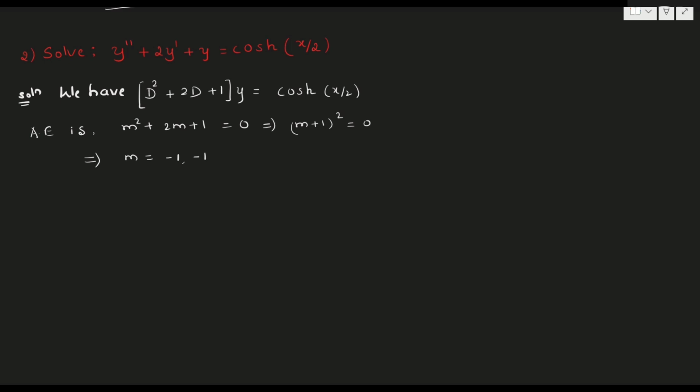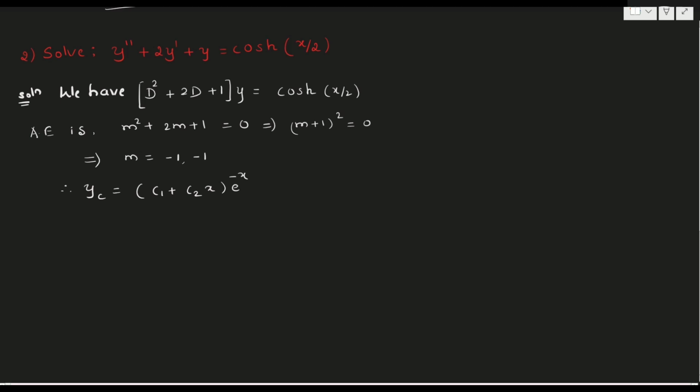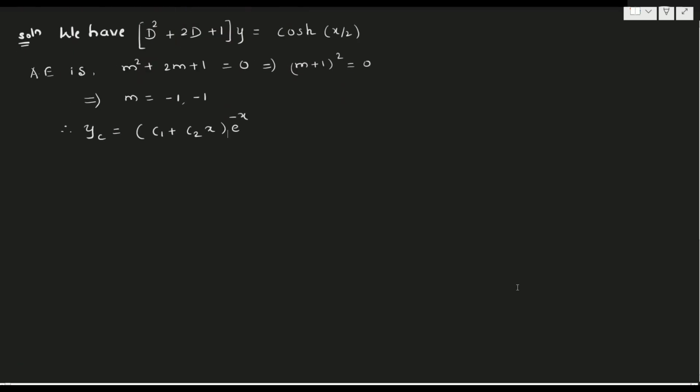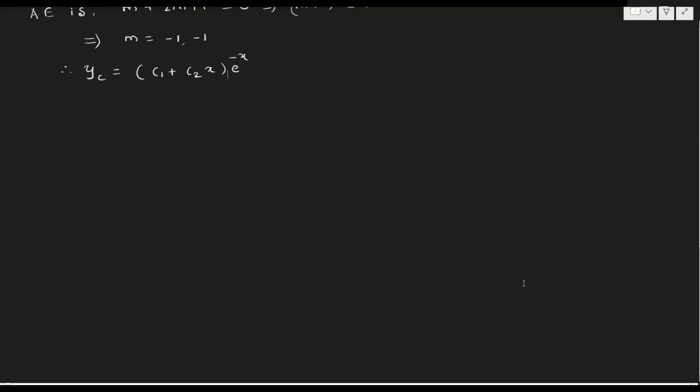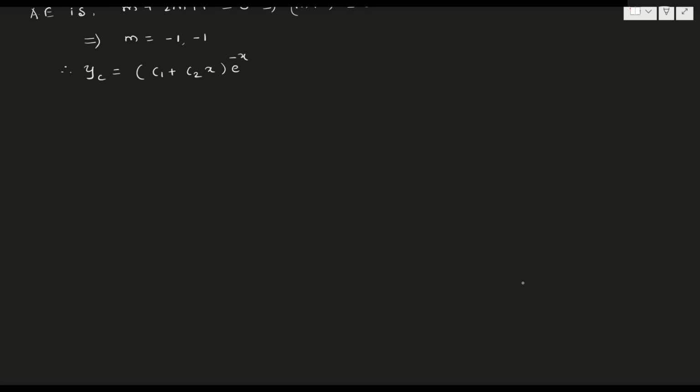Then what is your complementary function? Yc is equal to, again, roots are what? These are equal roots, real and equal. So, it is (c1 plus c2 x) into e raised to minus x. This is one solution. Now our work is to find the particular integral.